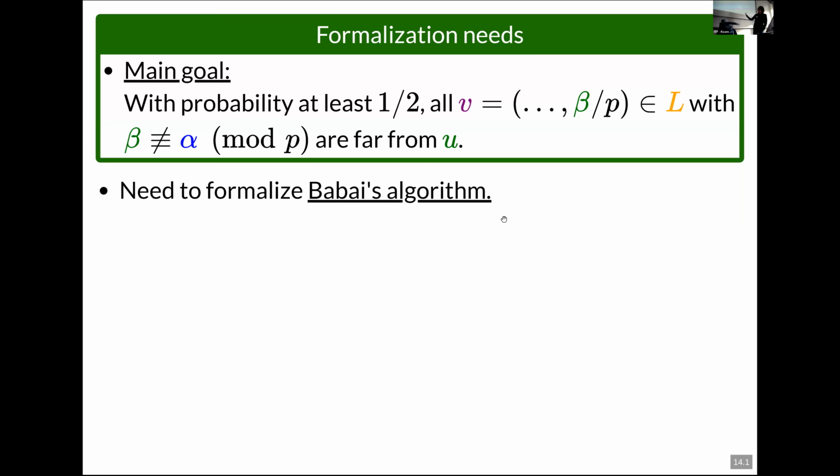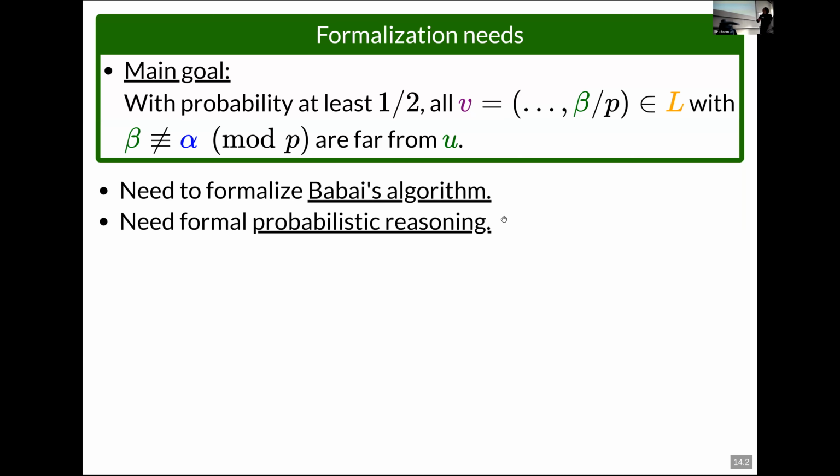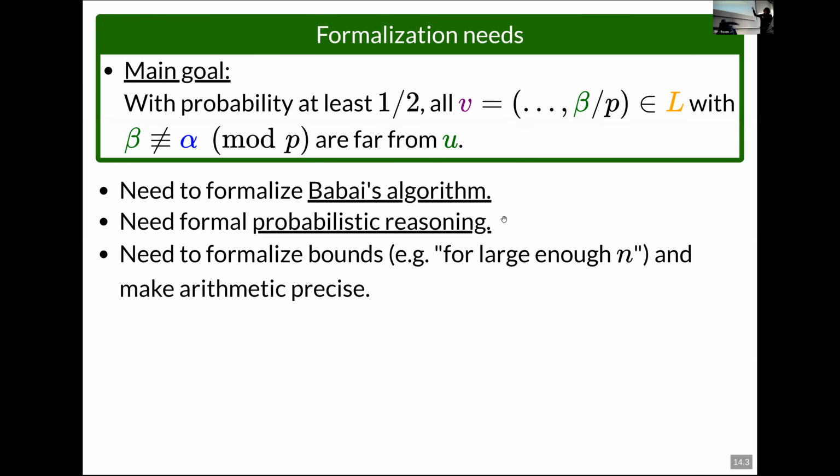So of course, we'll need to formalize Babai's algorithm for this. We also need to do a lot of probabilistic reasoning. And there's also just arithmetic, for example, this for large enough n and other probabilistic bounds that show up. So these are all sort of these formalization challenges.